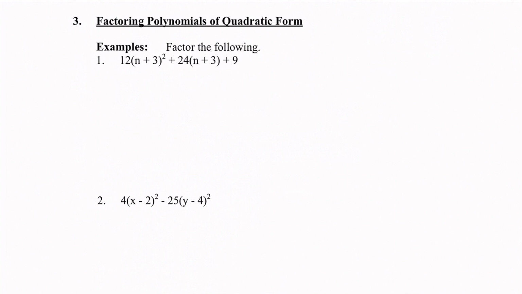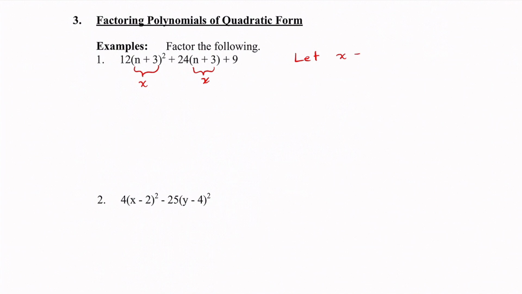So this one, it would be nice if we didn't have all of this stuff in here and I just had, say, an x, and same with this one, because that would make it a lot simpler. So whenever you see the same thing being repeated twice, that n plus 3 and n plus 3, you're going to change it into a variable. So the first thing we're going to do, we're going to say let x equal n plus 3. And then I'm going to change it into x.